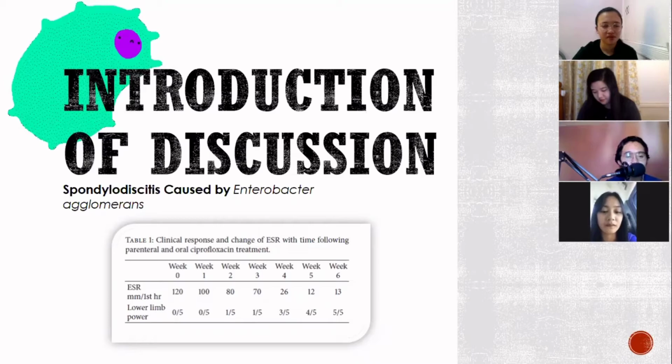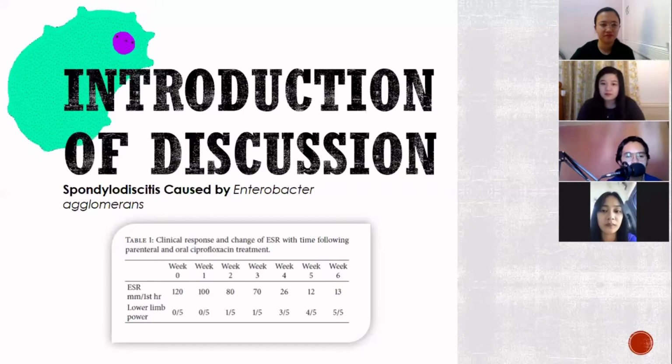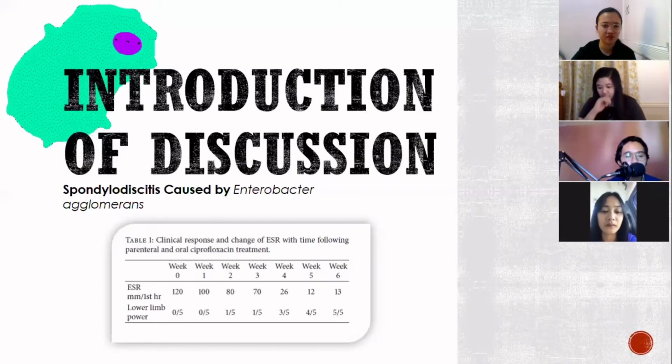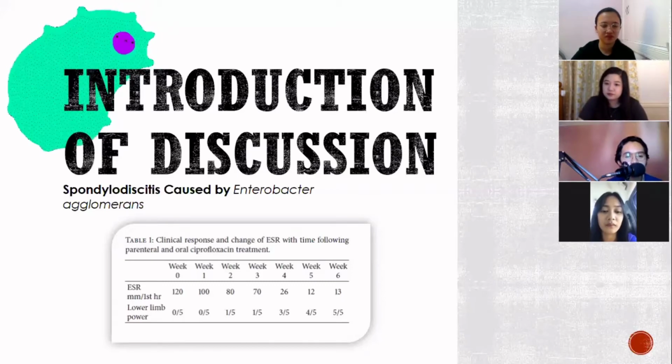So basically, Table 1 shows the response of the patient to the oral treatment. As you can see, the ESR is slowly decreasing as the weeks pass with the ongoing treatment of ciprofloxacin. The lower limb power from week 0 to 1 was 0 over 5. Weeks 2 and 3 was 1 over 5. Week 4 was 3 over 5. And week 5 was 4 over 5, and so on and so forth.